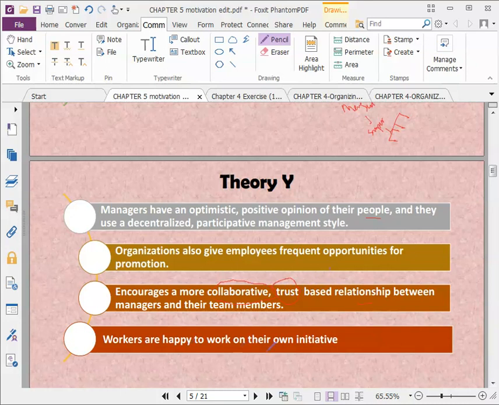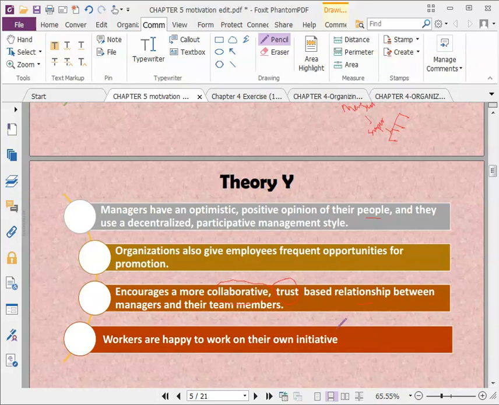So workers are happy to work on their own initiative. If compared to theory X, because the manager is authoritarian, everything the subordinate should follow is the instruction of the manager. So they feel not very comfortable to do the work. Compared to theory Y, they are very happy to do the work because they feel that the way they do the work is better. This will motivate them, if using theory Y, so that employees feel motivated to do their work and feel very happy in their work.